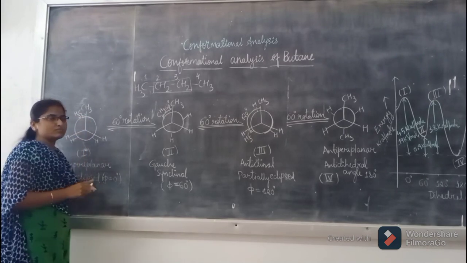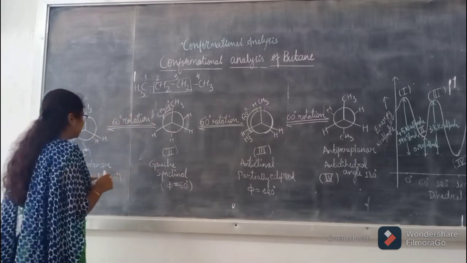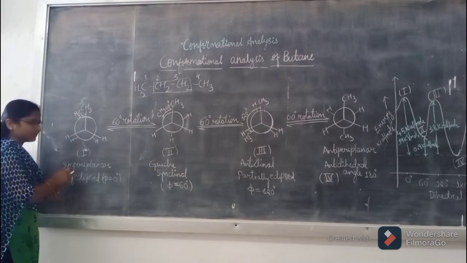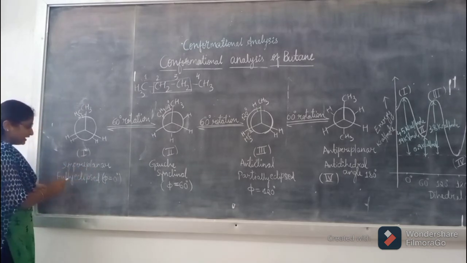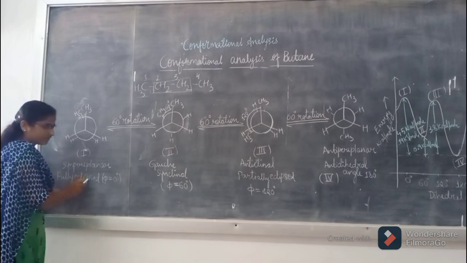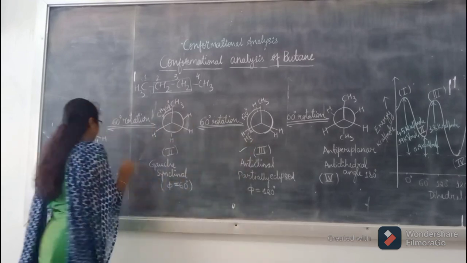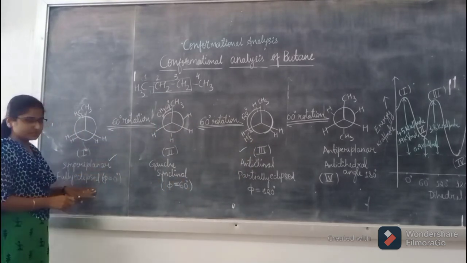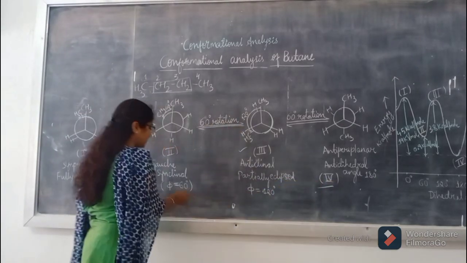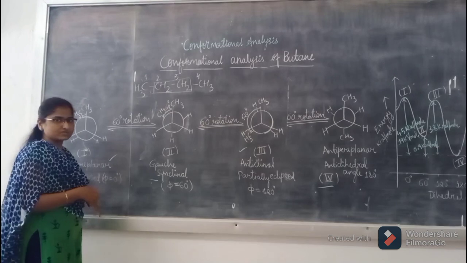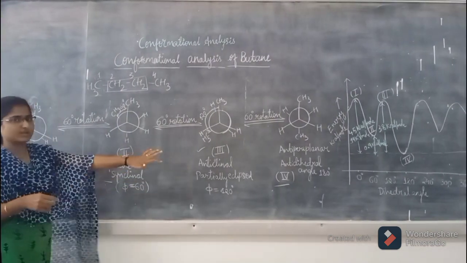So here you observe four types of conformations. Two are eclipsed and two are staggered. The first conformation is called syn periplanar, and it is fully eclipsed. This first conformation and the third conformation are the eclipsed conformations, and the second and fourth conformations are the staggered conformations. Totally you have four conformations, two eclipsed and two staggered.